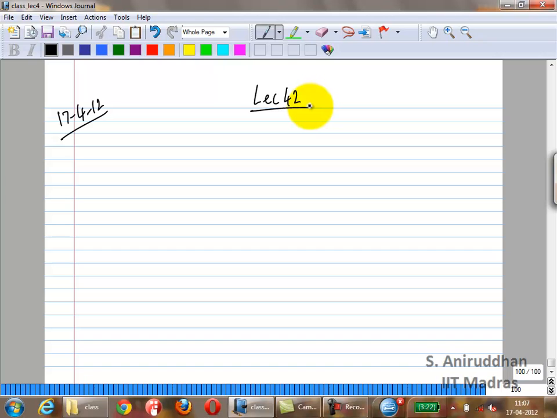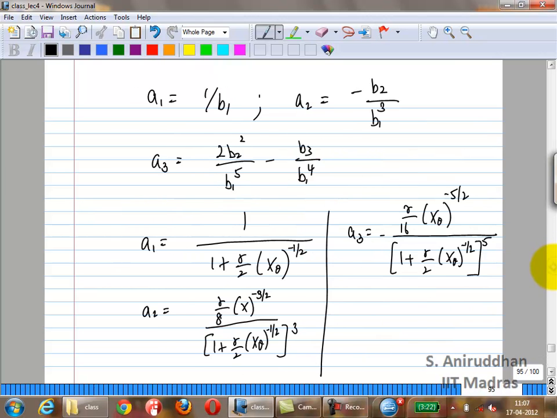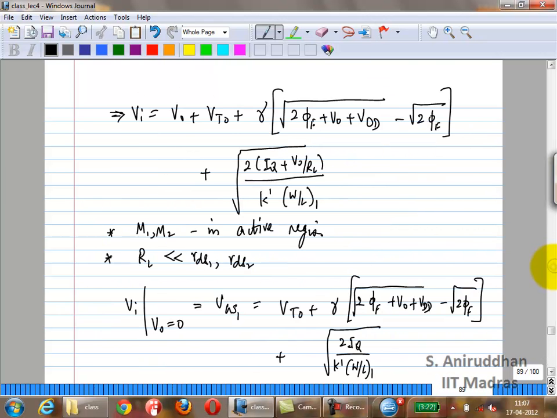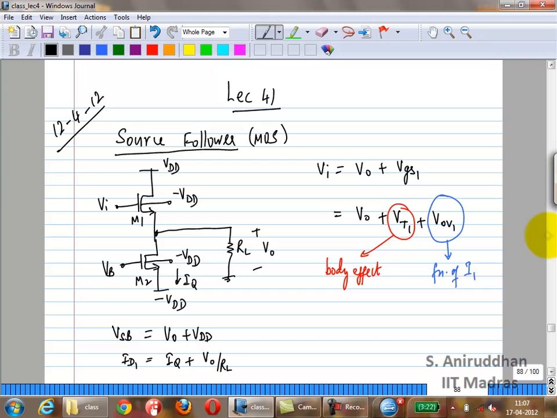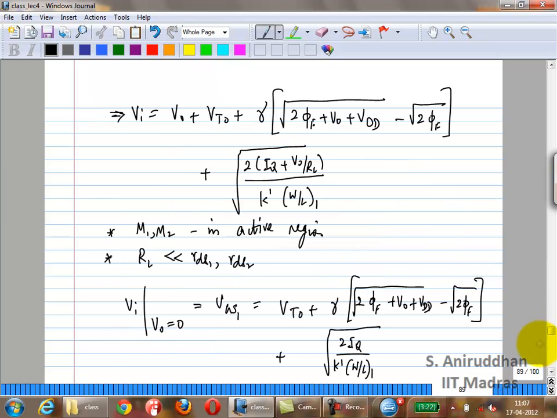So last class we started looking at the class B output stage. So let's go back before that. What else did we do last class? We did the MOS version of the class A amplifiers, and we did a quick analysis of the distortion.